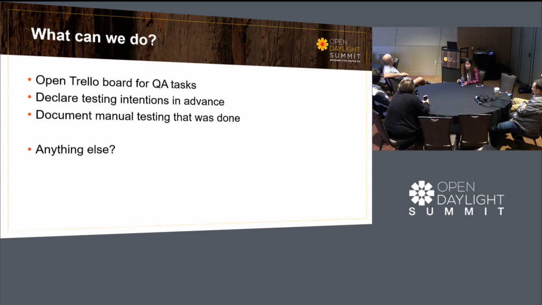There's no easy fix that will be suitable for all projects, but I think there are some things that we can do, and I'll be glad to hear from the people here what they think about it. I suggested opening a Trello board for QA tasks, maybe, to start saying what kind of tests we're going to do in each version and how, and also document manual testing in order to save time.